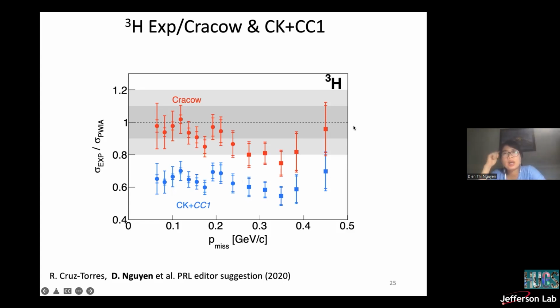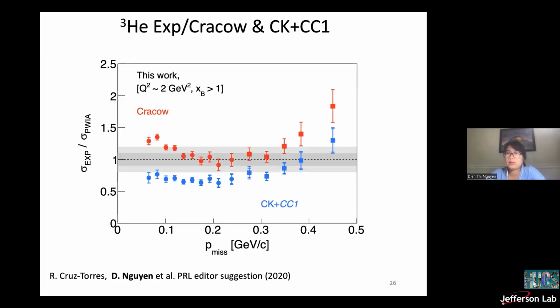One thing you can take away here is that both the factorized calculation and the full calculation could describe the shape of the data, but the full calculation does a better job. And you can also, for the first time, quantitatively see how well they agree with each other. So this is tritium. Now we take a look at helium-3.